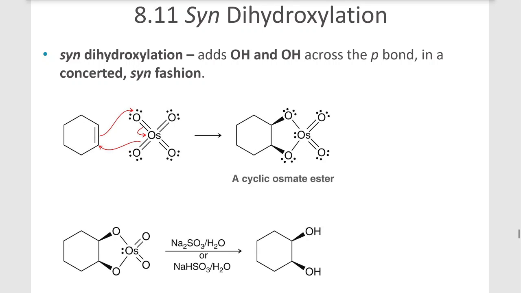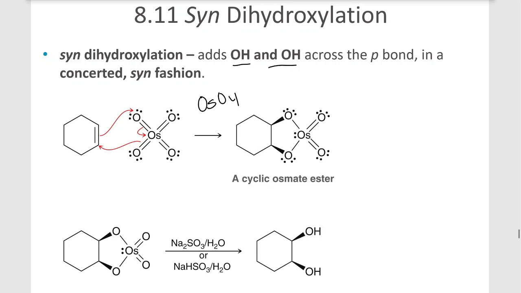Welcome back. In this next section, we'll discuss Syn dihydroxylation. So just like with anti-dihydroxylation, in this reaction, we're adding OH and OH across a double bond. But in this case, we get Syn stereochemistry. So for this reaction, the reagent is osmium tetraoxide.